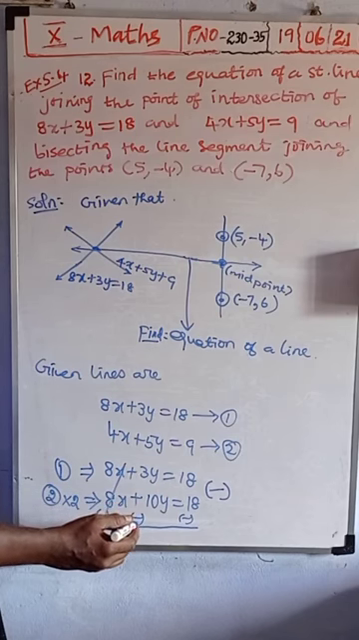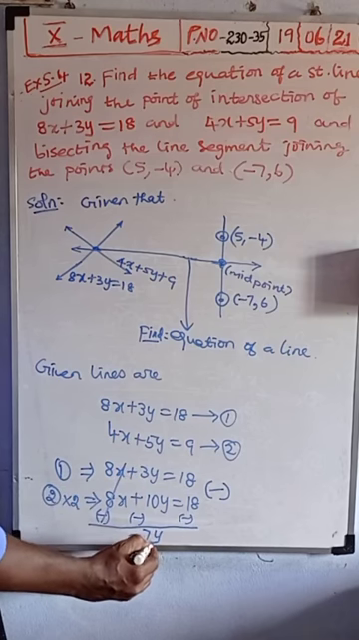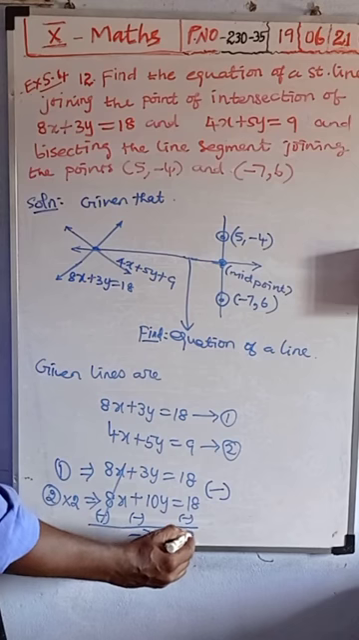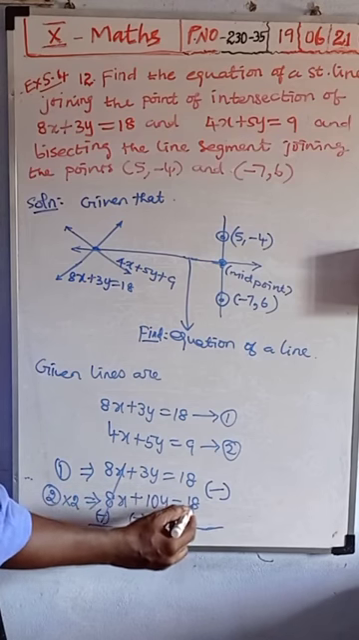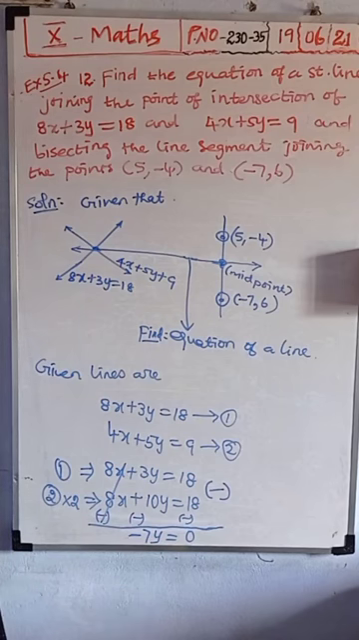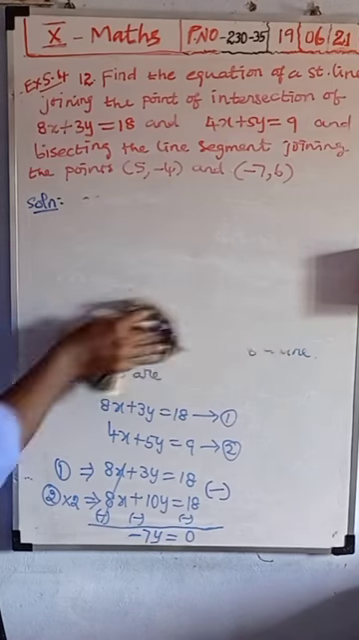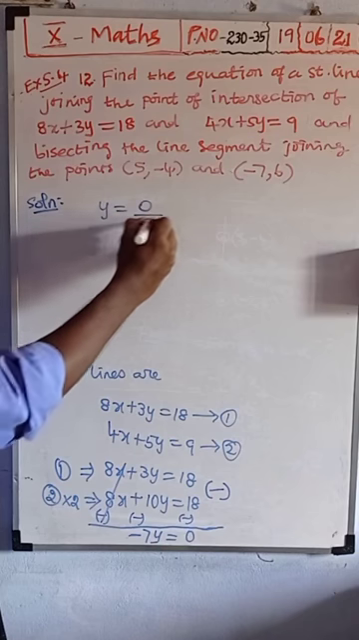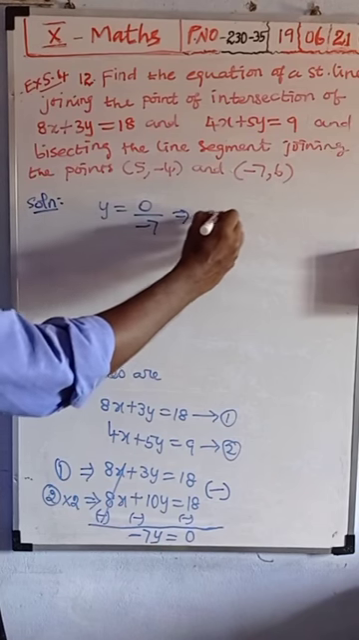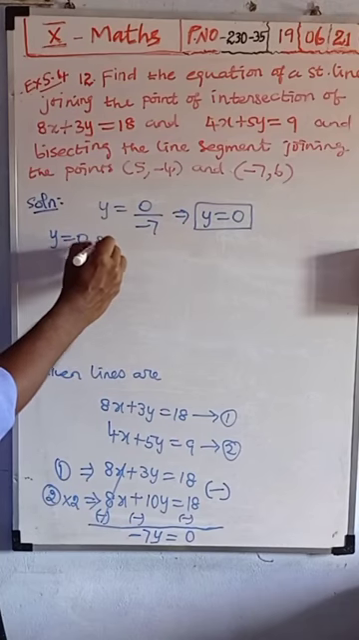So minus 10y plus 3y goes minus 7y is equal to the right hand side 0. How? Because plus 18 minus 18 will get cancelled, so 0. Therefore y is equal to 0 by minus 7. 0 by anything is 0. So y we received 0. Y is equal to 0.